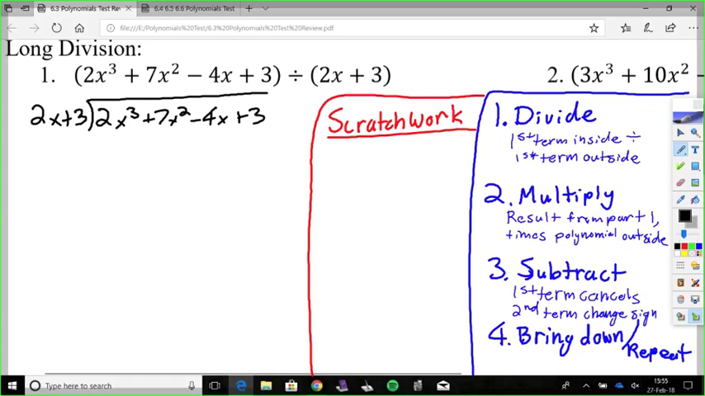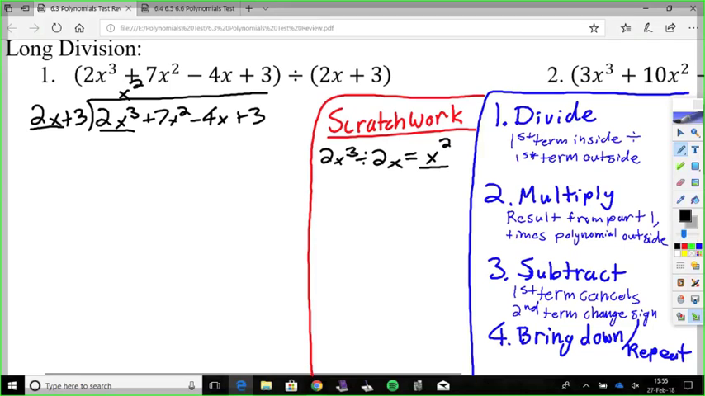Alright, so now what we're going to do is follow our steps that I've outlined on the side. Step 1, divide. We're going to take the first term from the inside and divide it by the first term from the outside. So in this case, it's the 2x to the third, which is the first term on the inside, divided by the first term on the outside, which is 2x. I'm going to put that over my scratch work just to keep things nice and clean. So 2x to the third divided by 2x, that's going to be x squared.